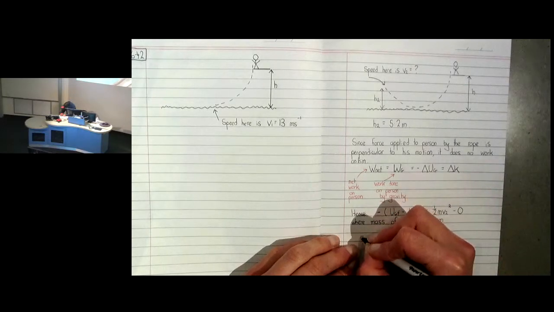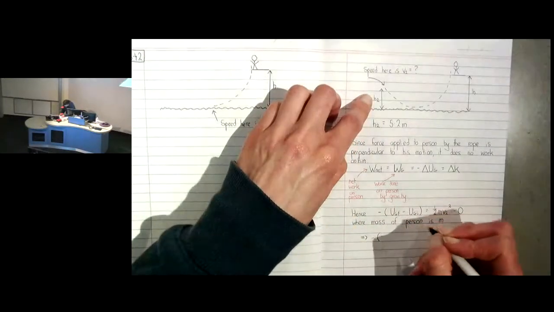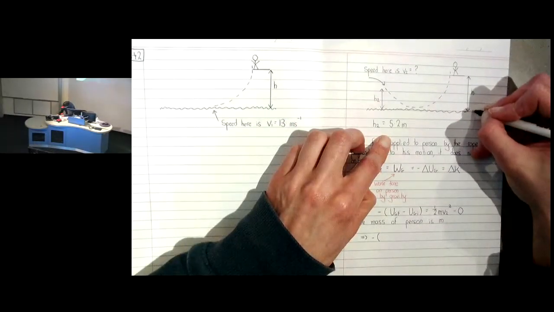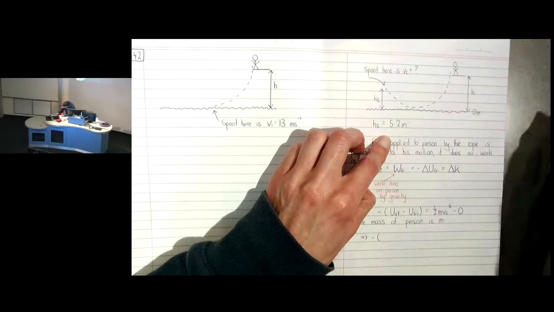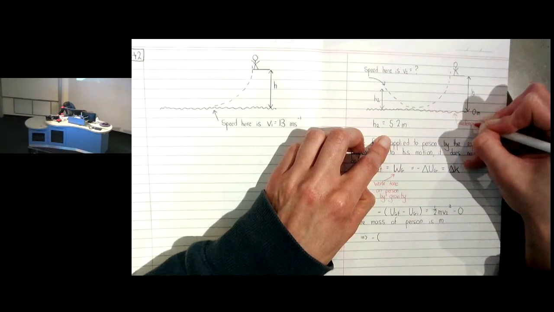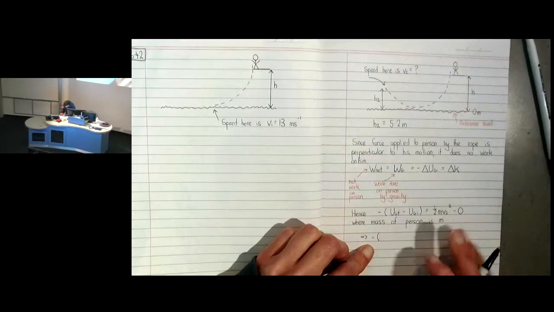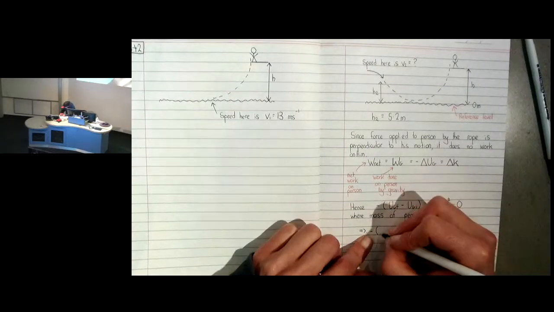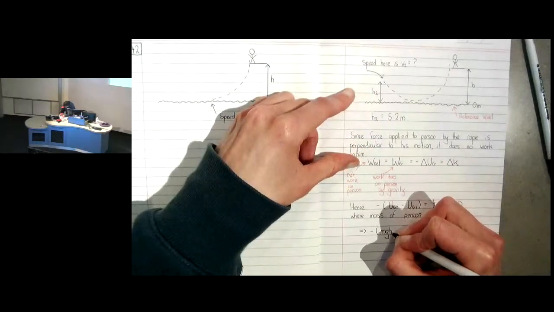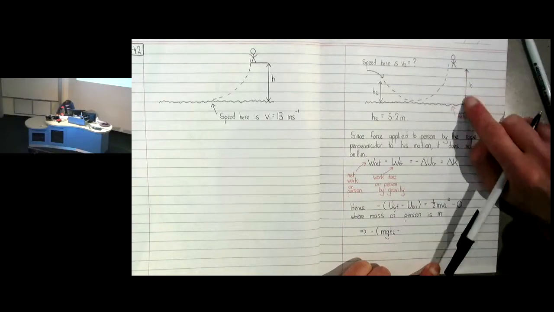Now his final gravitational potential energy is his gravitational potential energy here, which, if we define 0 metres here as the reference level, is equal to his mass times g times this height. His initial gravitational potential energy is his mass times g times this height.